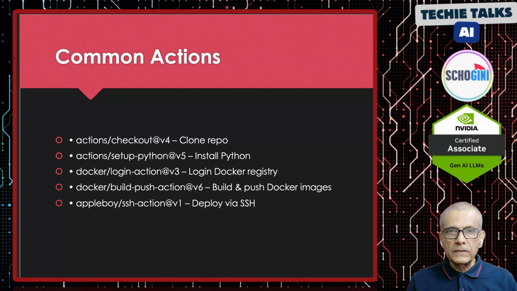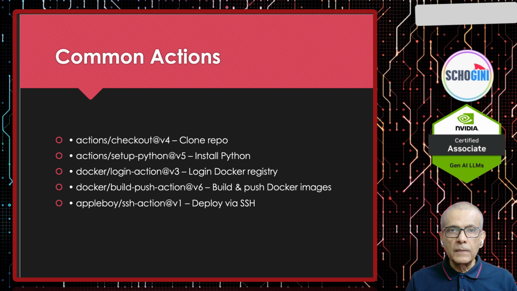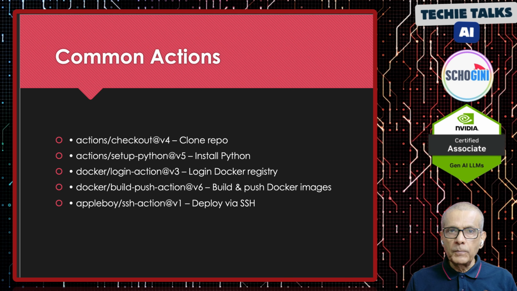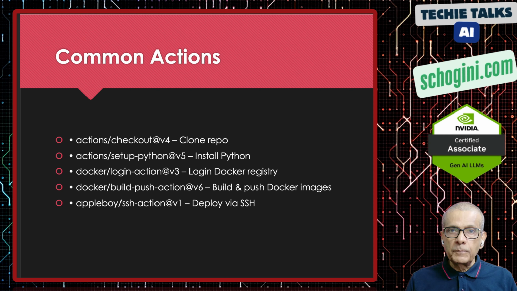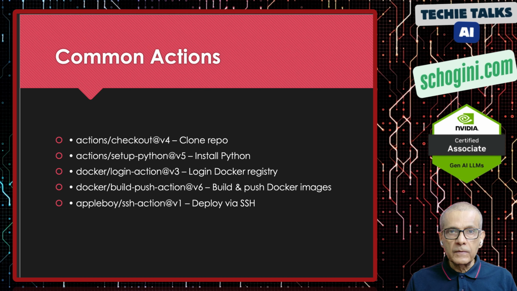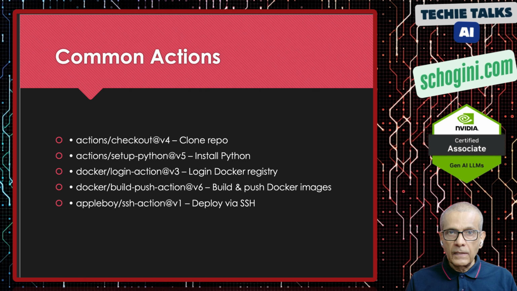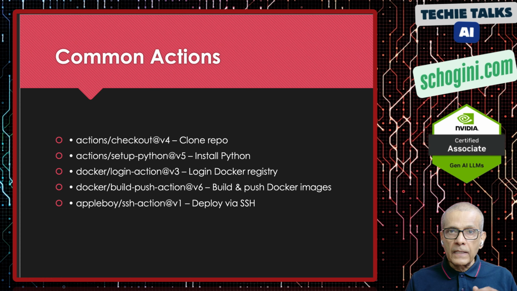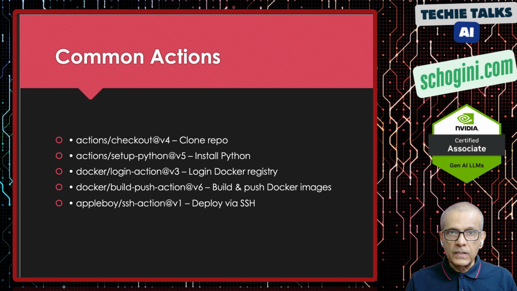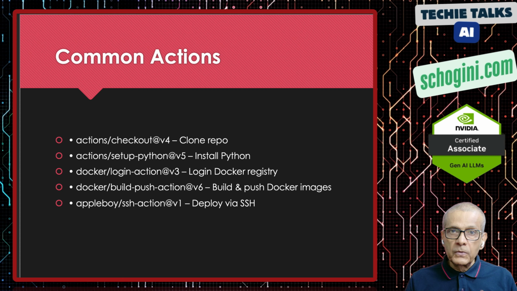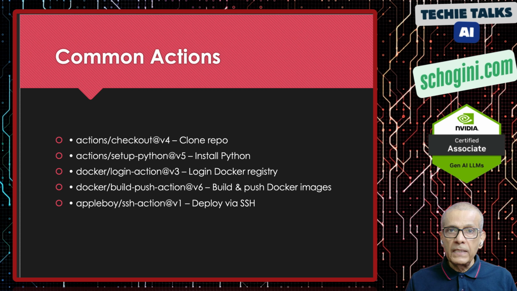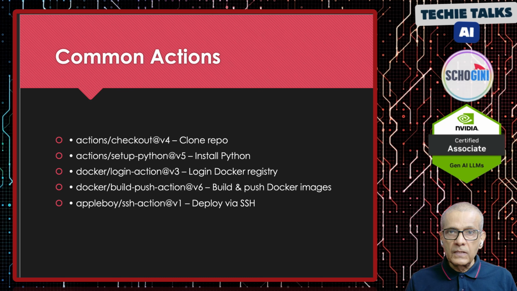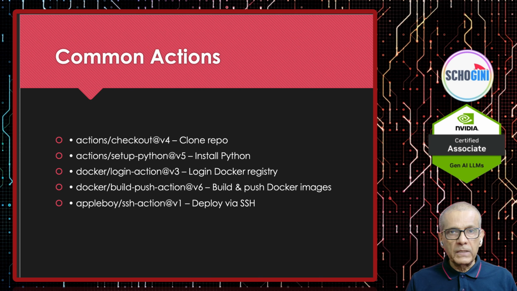Let's see the common actions. There are thousands of actions on GitHub's marketplace. Some of the most popular are checkout to get your code, setup-python or setup-node to install environments. Remember, all these are in the runner. Docker login action to log into your registry, and Docker build push action to push images to the registry, and appleboy SSH action to deploy to your server. By combining just these, you can build end-to-end automation.